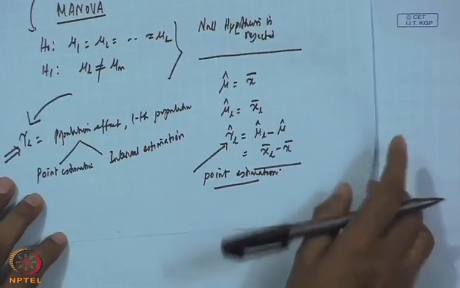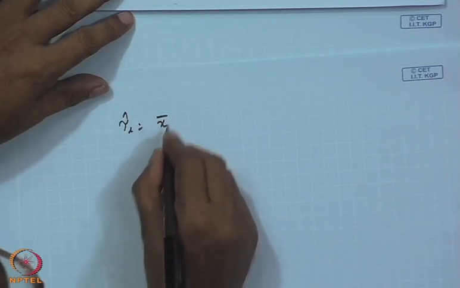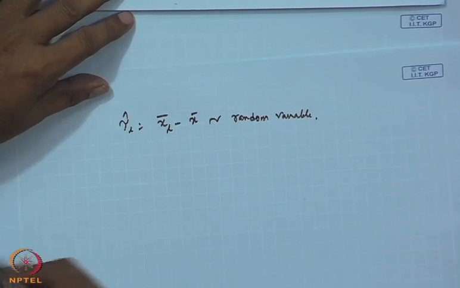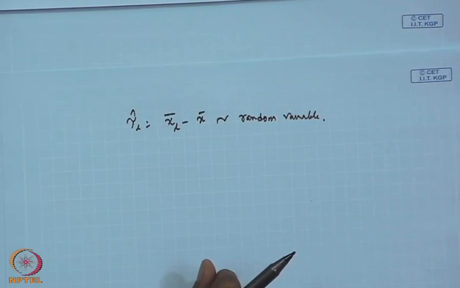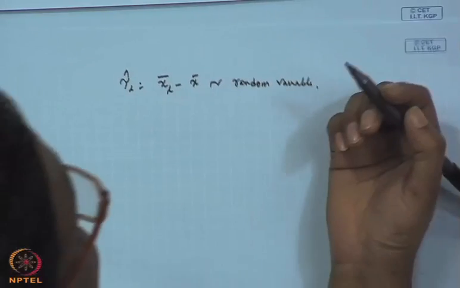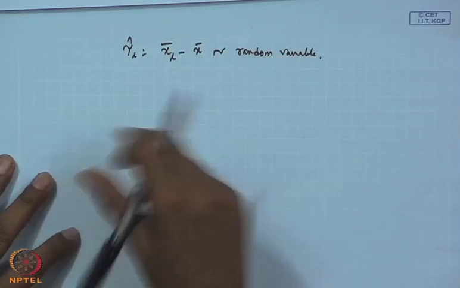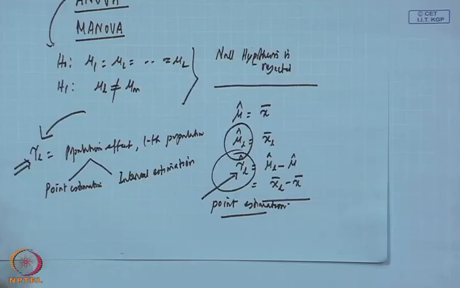Now, you want to find out the interval estimation. What do you require to know? Like earlier, tau hat, which is x L bar minus x bar, is a random variable. The reason is that both are estimates only. If you know it is a random variable, you must know the distribution of that random variable, the statistic and the sampling distribution of the statistic, then only you will be able to find out the interval estimation. In this case, for tau hat or mu L hat, we want to know the interval estimation.